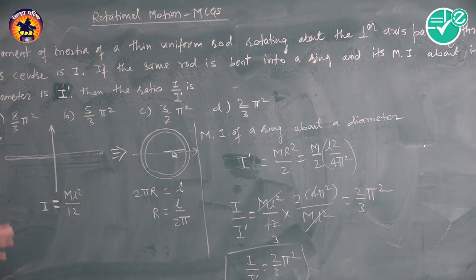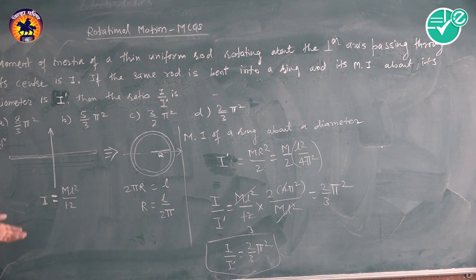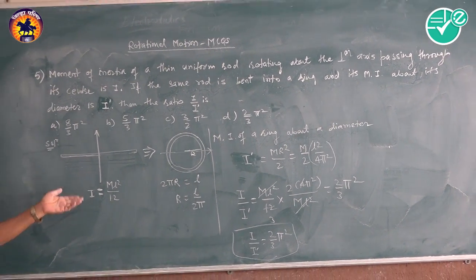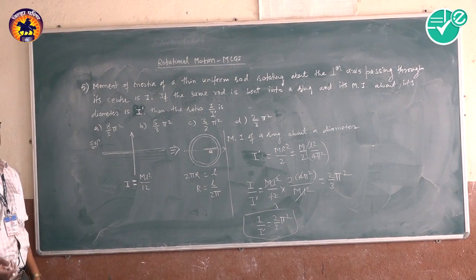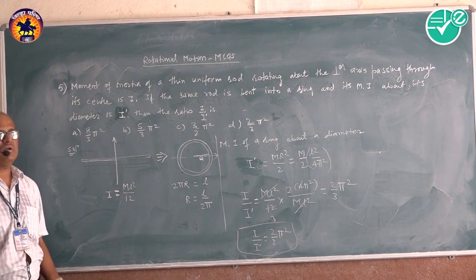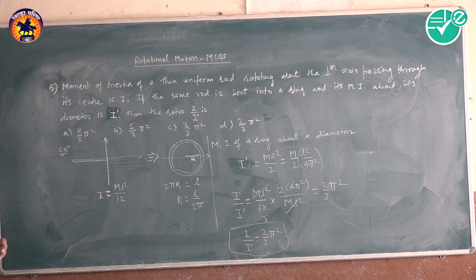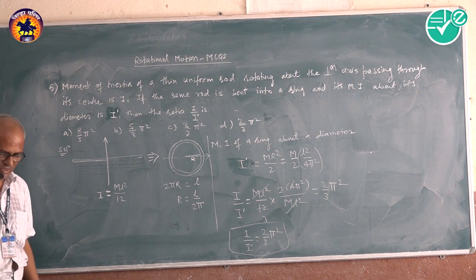So if we solve the problems, sometimes a diagram is necessary. So I have first drawn a diagram of the rod, and after that the rod is converted in the form of a ring, and moment of inertia of the ring about the diameter is a formula you must know, that is mr square by 2. You just calculate the value of r in terms of L.